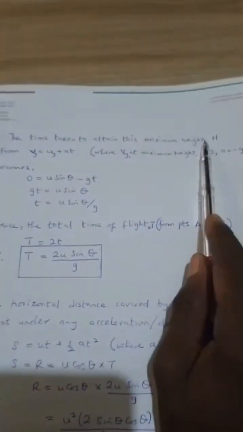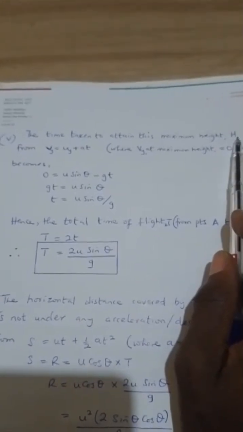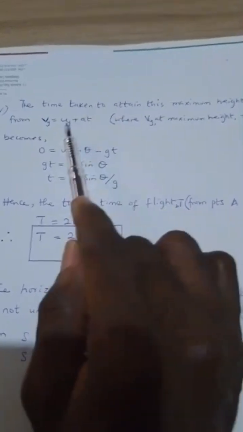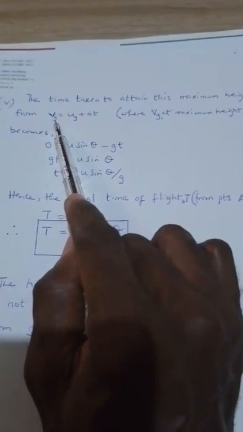What else do we notice from our diagram? The time taken to attain this maximum height, h. The time taken to attain the maximum height. We can use the first equation of motion. We know that at maximum height, the vertical component of velocity is 0, Vy is 0.